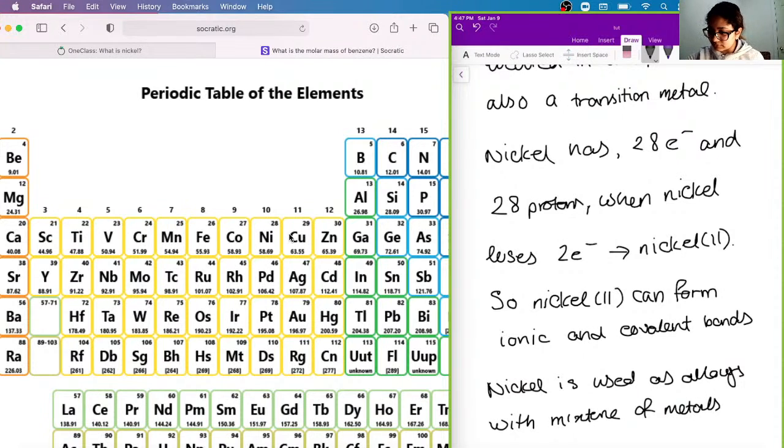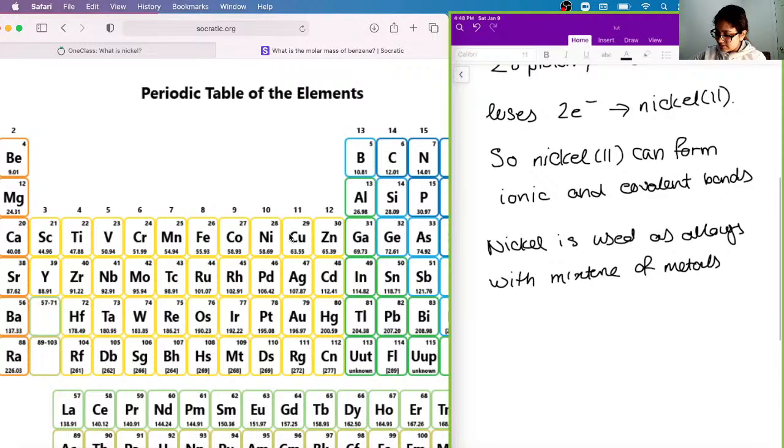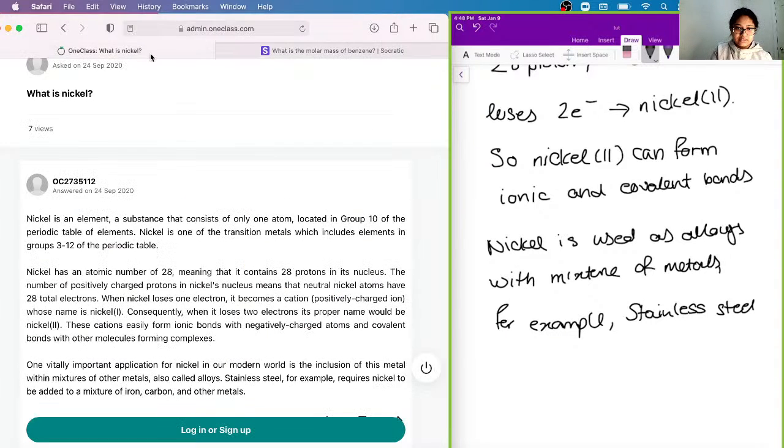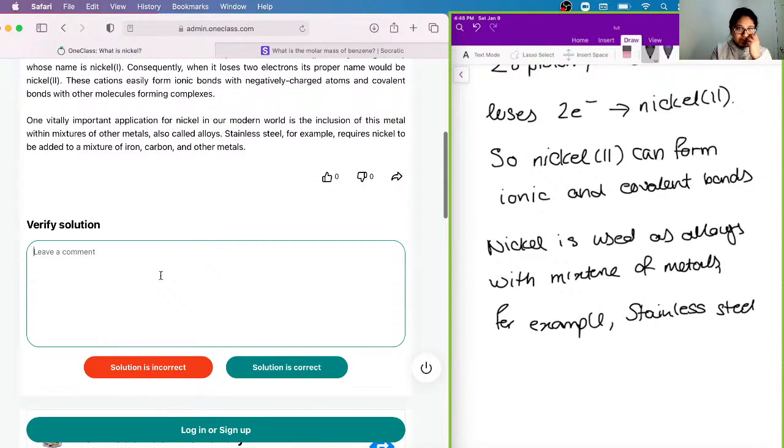A basic example is stainless steel, which requires nickel to be added to a mixture of iron, carbon, and other metals. For example, nickel is used in stainless steel. And so this is correct.